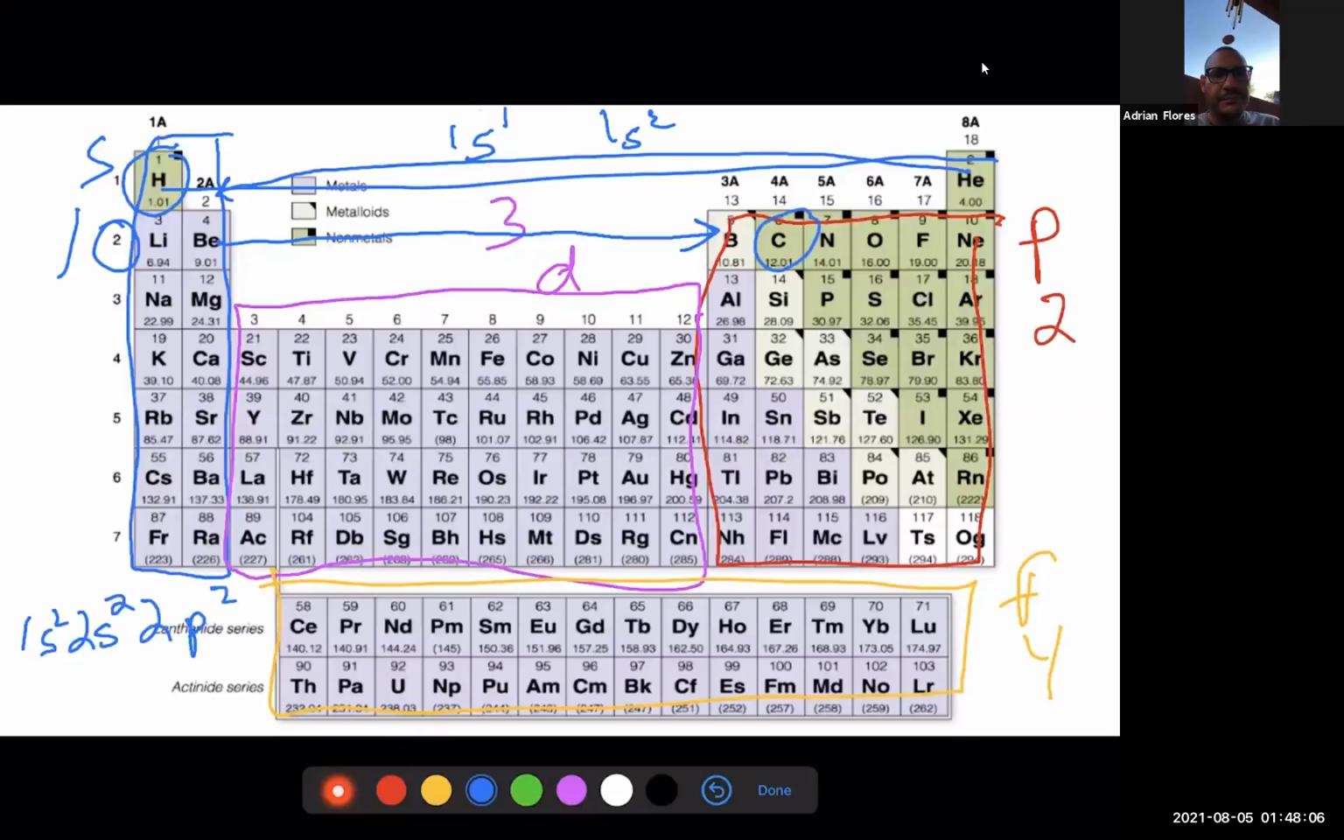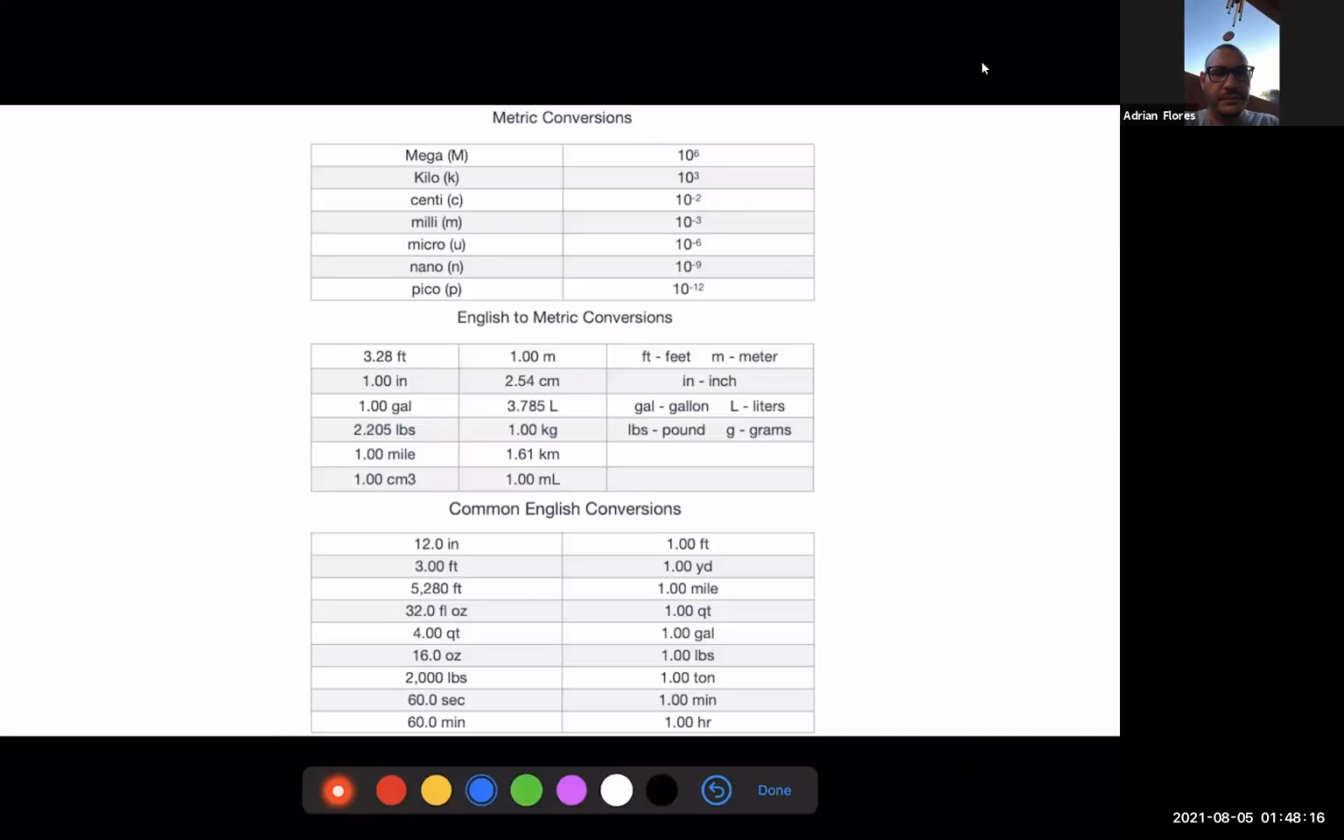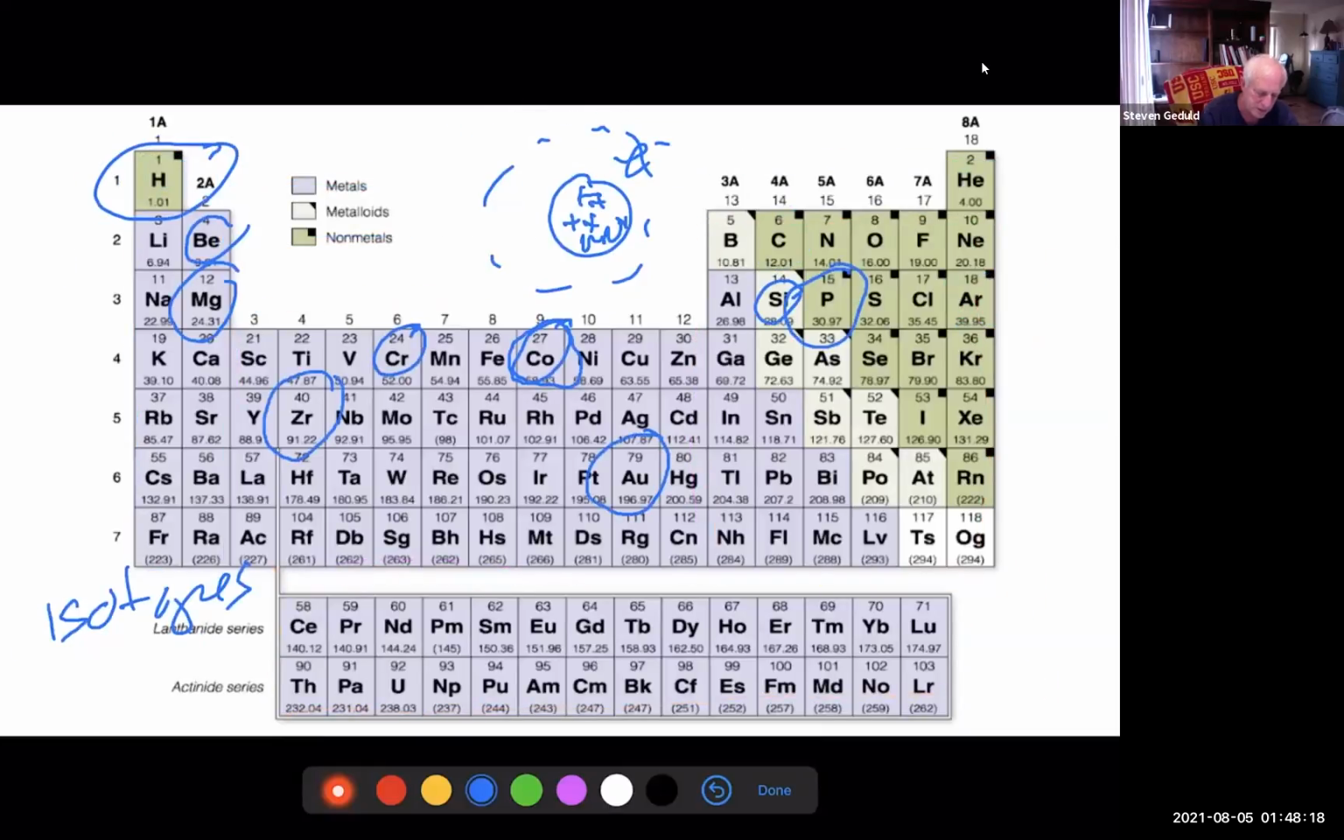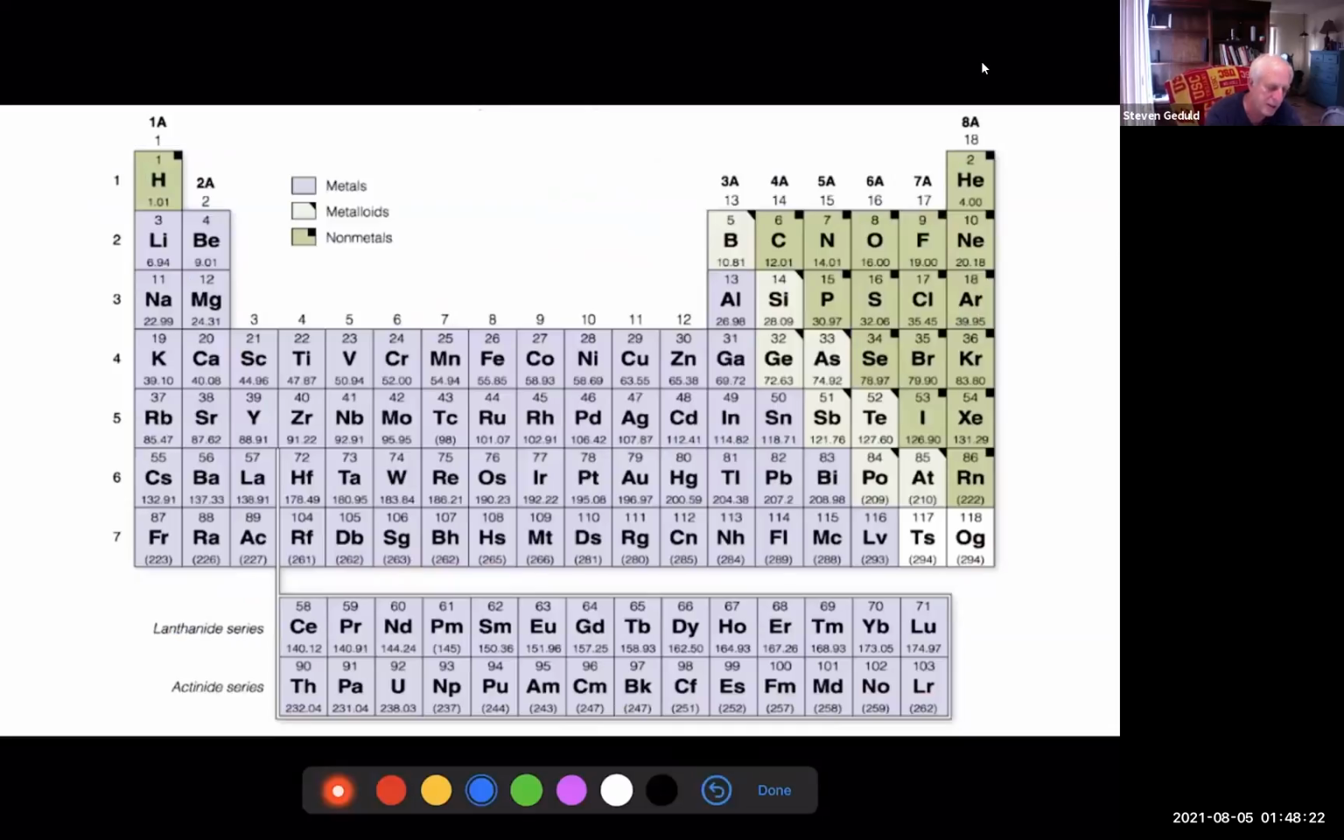Now the tricky part gets to where you get to argon here. And then you drop down and you get to the D's. Remember, the D's start with 3. So let's go back to the periodic table here. I have it drawn all over. There you go. All right, so let's do iron.